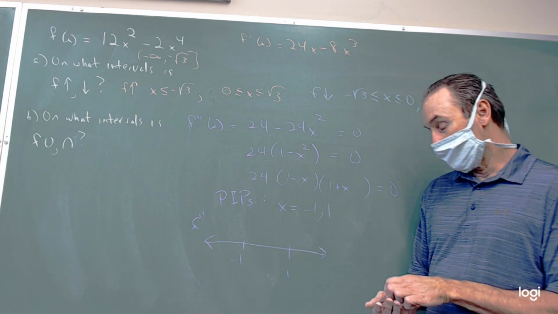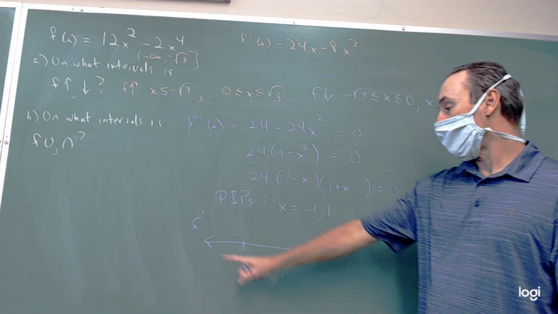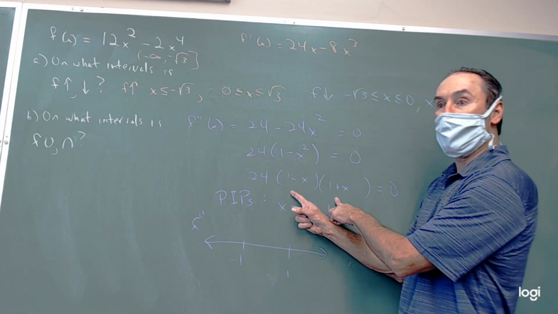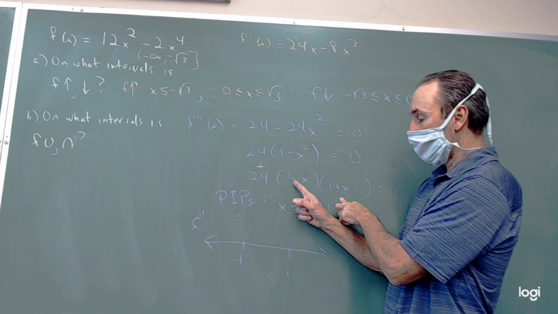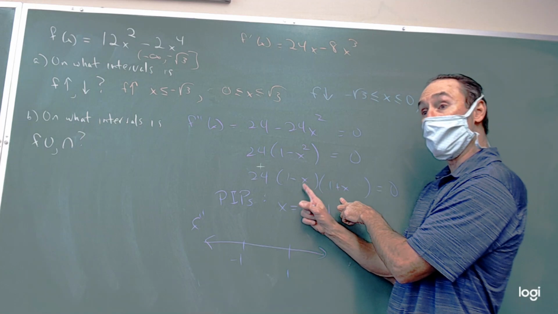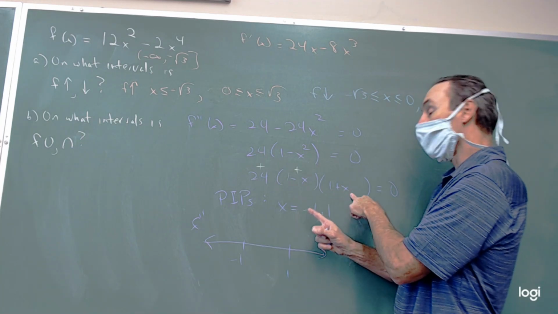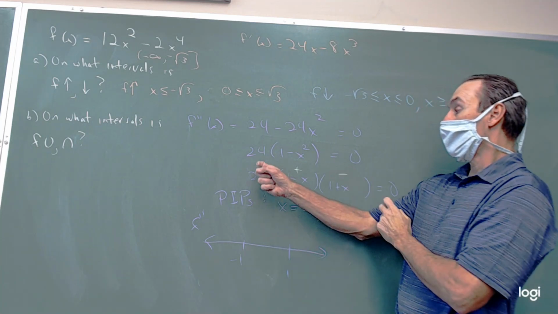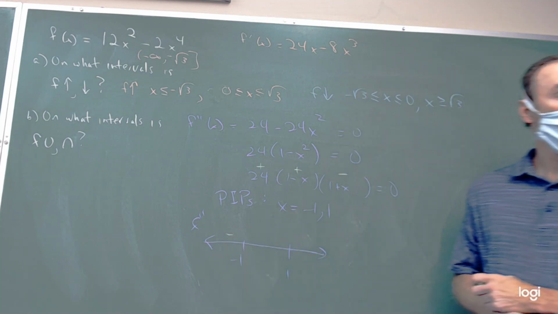Maybe not. We'll see. So we'll test the representative from the far left region, negative 2. Plugging it into this factored form, this 24 is always positive. 1 minus a negative 2 is going to be positive. 1 plus a negative 2 is going to be negative. A positive times a negative is negative.